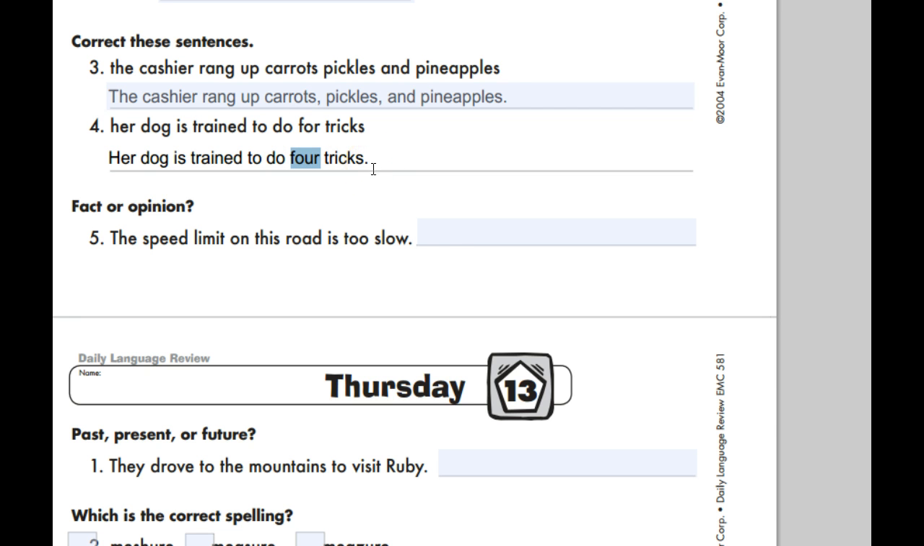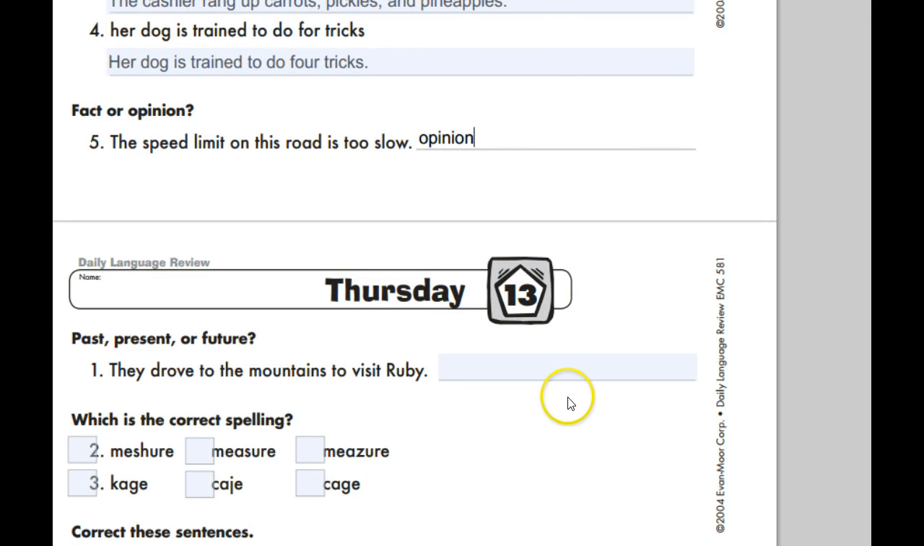Fact or opinion: the speed limit on this road is too slow. Well, we know this is an opinion because if it's the speed limit, obviously the police officers or the people that work for the road crew think that it's not too slow, or they wouldn't have made that the speed limit. So it's definitely an opinion.